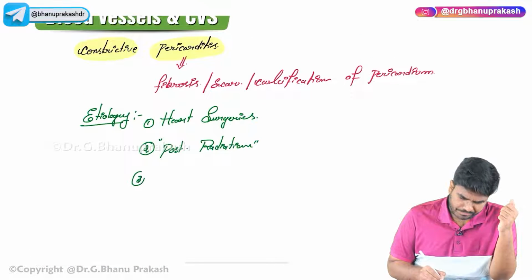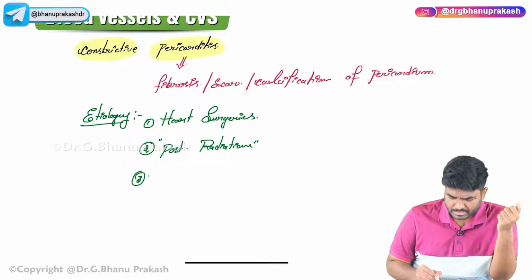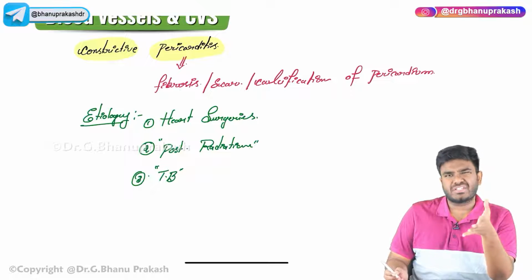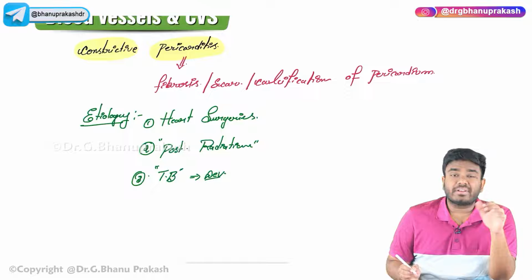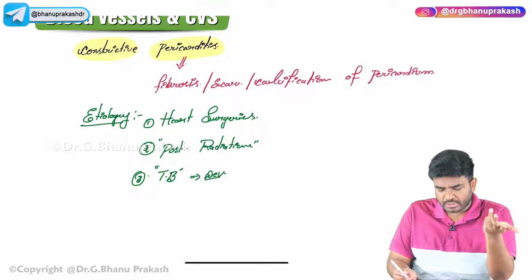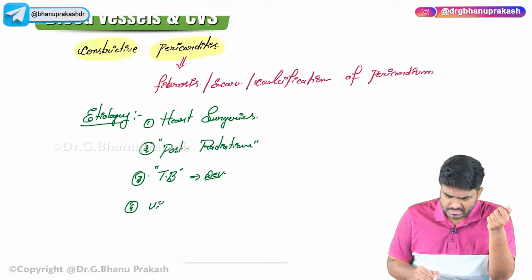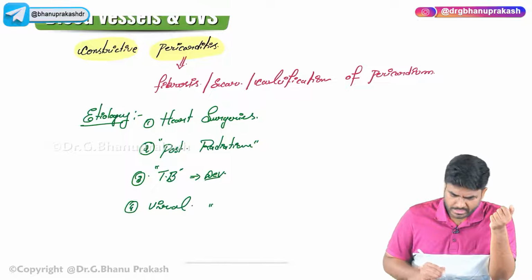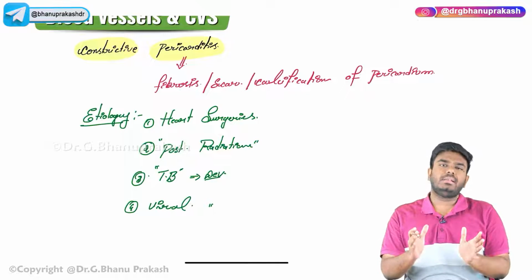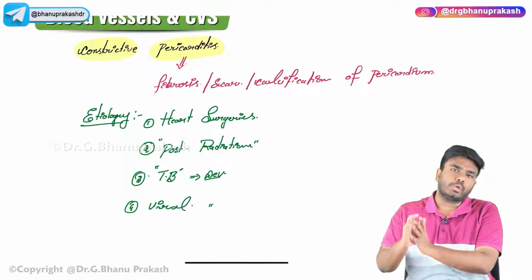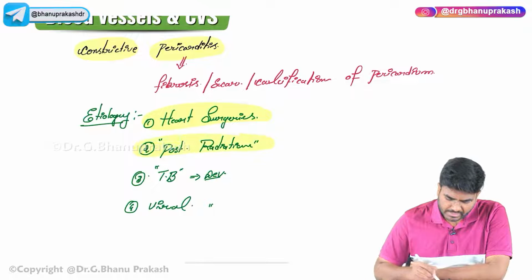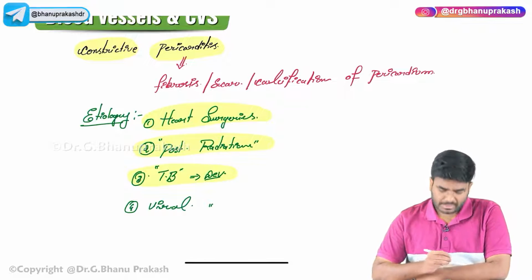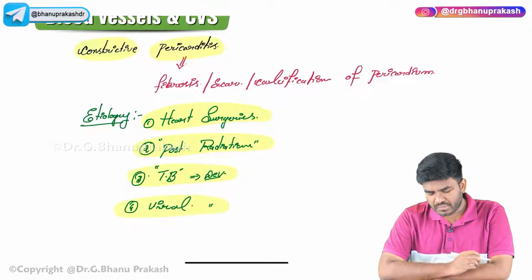And the third example is TB. TB initially causes pericarditis, the caseous pericarditis variety, especially in the developing countries. This pericarditis later will heal with calcification and that will lead to constrictive pericarditis. Or viral pericarditis can happen. So these are certain causes which can lead to constrictive pericarditis. These are also MCQs which were asked: after surgeries, after radiation exposure, after TB, or after viral pericarditis.